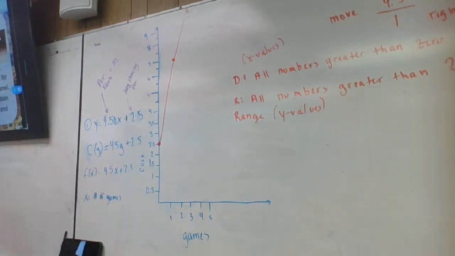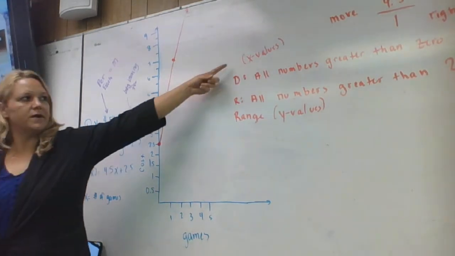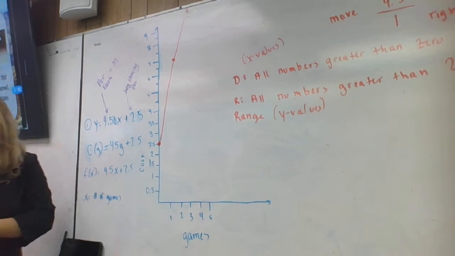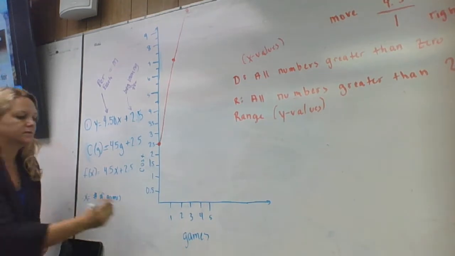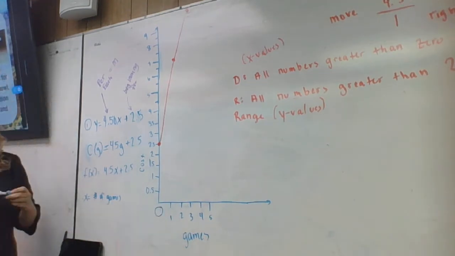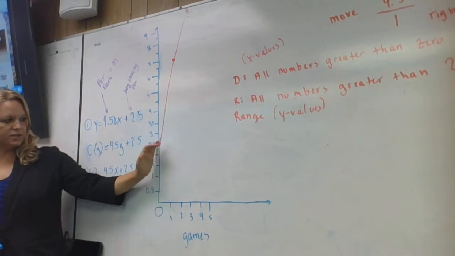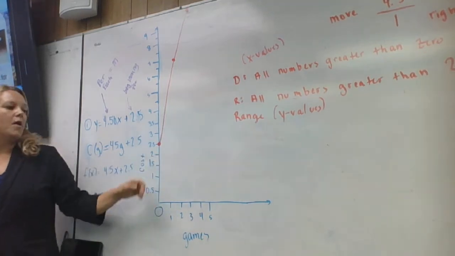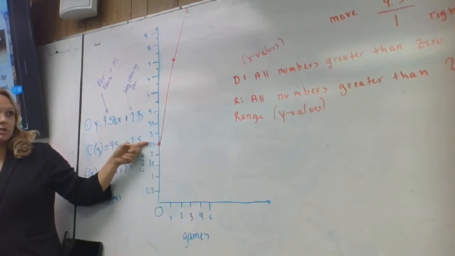Oh, right. The domain is the x values to y values. So if x, we don't know the number, it's going to be any number greater than 0. Yeah, because on x, the first point was at 0. And it went higher, 0 again. But at y, the first point was at 2.5.